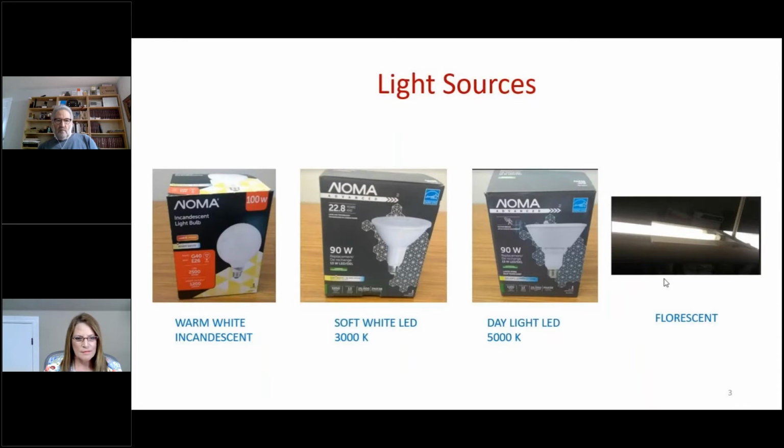So here are the 4 lamps that we measured in real time in the last webinar. From left to right, you have the warm white incandescent lamp. It's a 100-watt lamp, and it's a warm light. Then you have the soft white LED. It's 90 watts, and it's about 3000 Kelvin. Then you have the daylight LED, 5000 Kelvin.